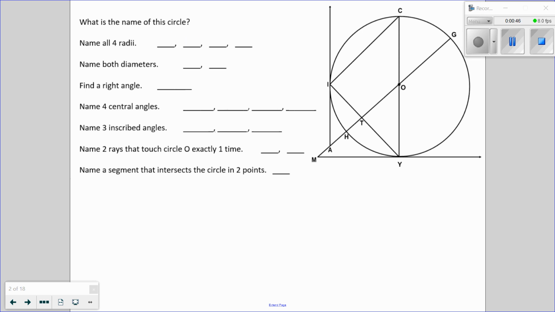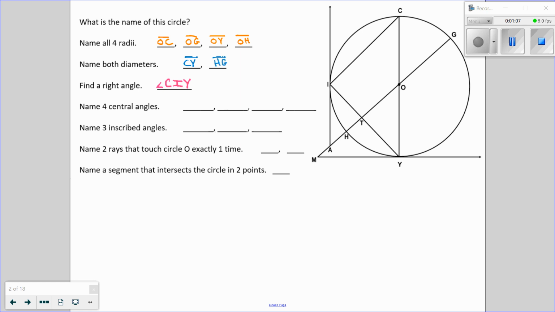There are 4 radii drawn in. Letters can be in either order, O to C or CO, it's fine. There are 2 diameters shown in the graph, CY and HG. Find a right angle. The right angle comes from Thales' theorem. An inscribed angle that intercepts the diameter is a right angle, so that's angle CIY.